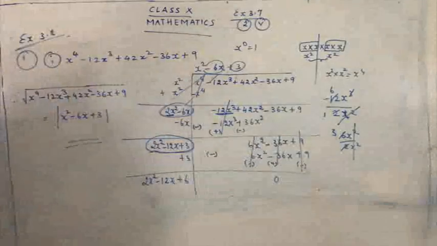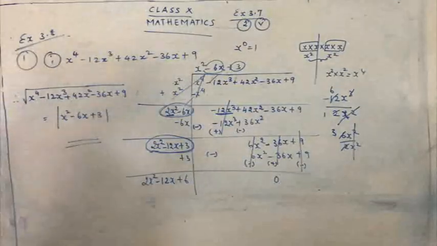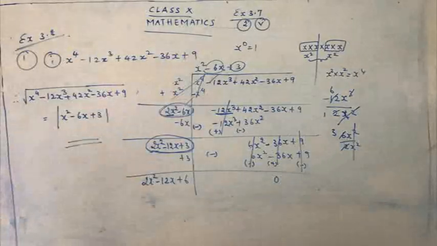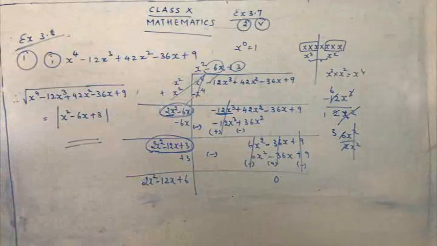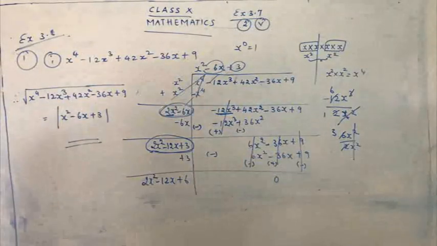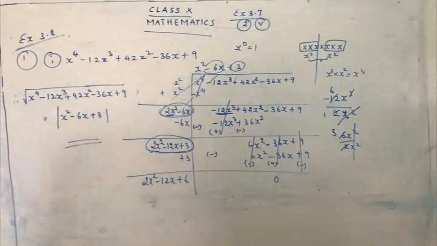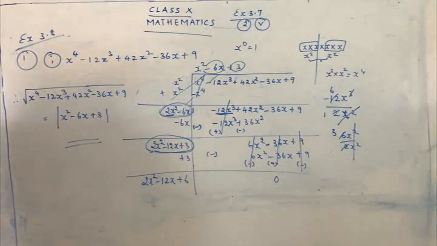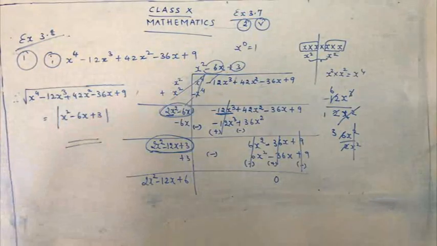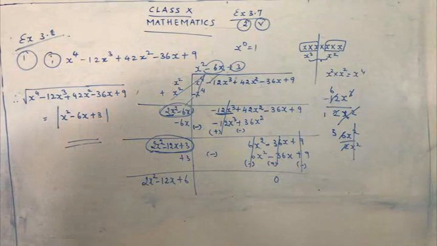So what is the final answer? Therefore, square root of x raised to 4 minus 12x cube plus 42x square minus 36x plus 9 is equal to mod of x square minus 6x plus 3. The first subpart has been done. You have to just do the second subpart. The terms are not arranged in order. So arrange the terms in order and accordingly you have to go with the sum.